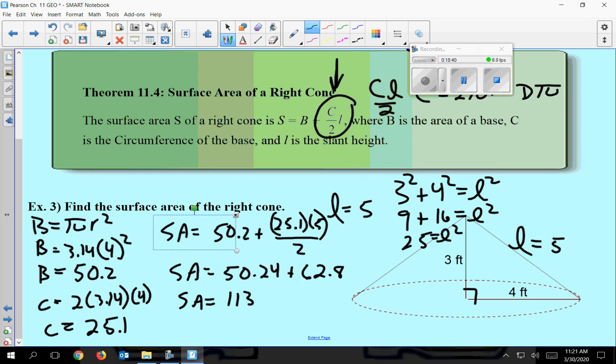Sorry, this is 113.04. I'm looking at some old notes here. So about 113 if I was going to round this. Okay, so we're okay with that, as long as we're close. And feet squared, because they did give me units. Okay, so there you go there.